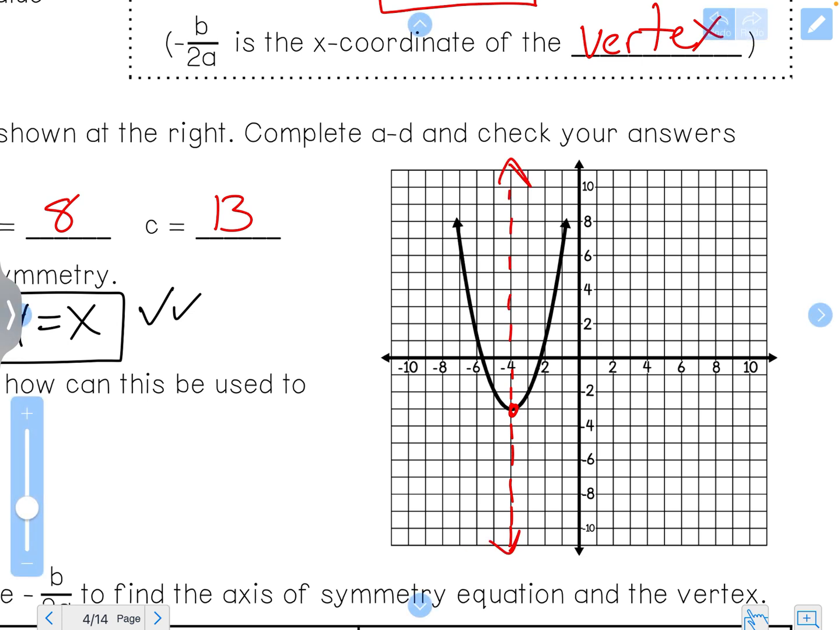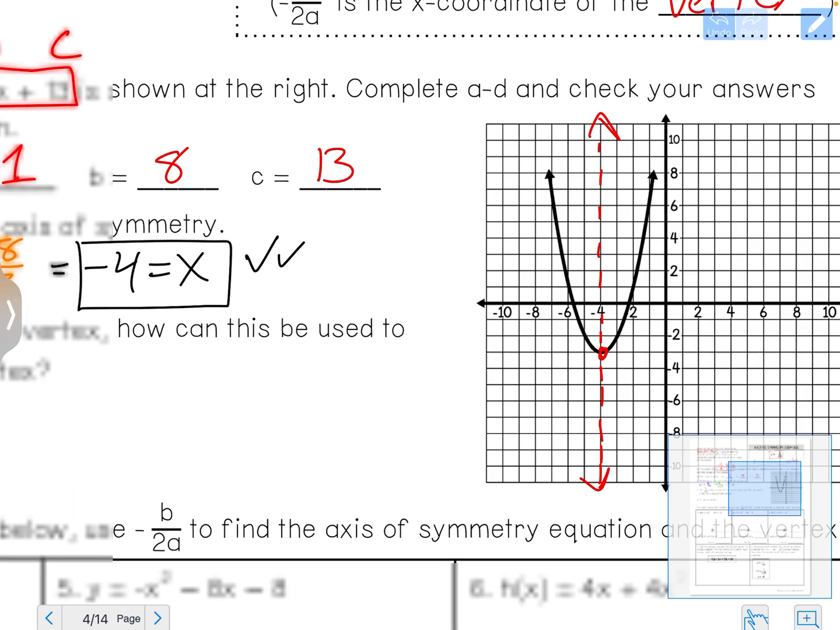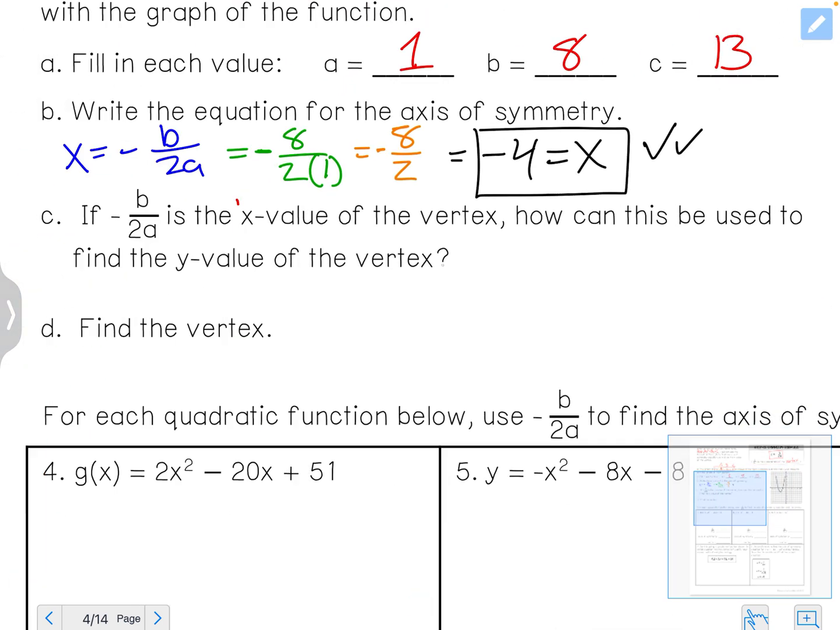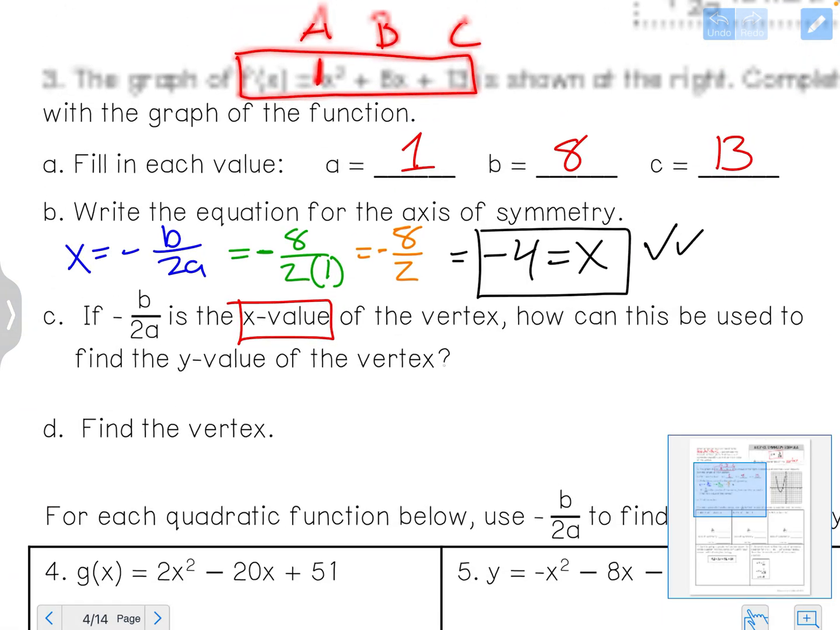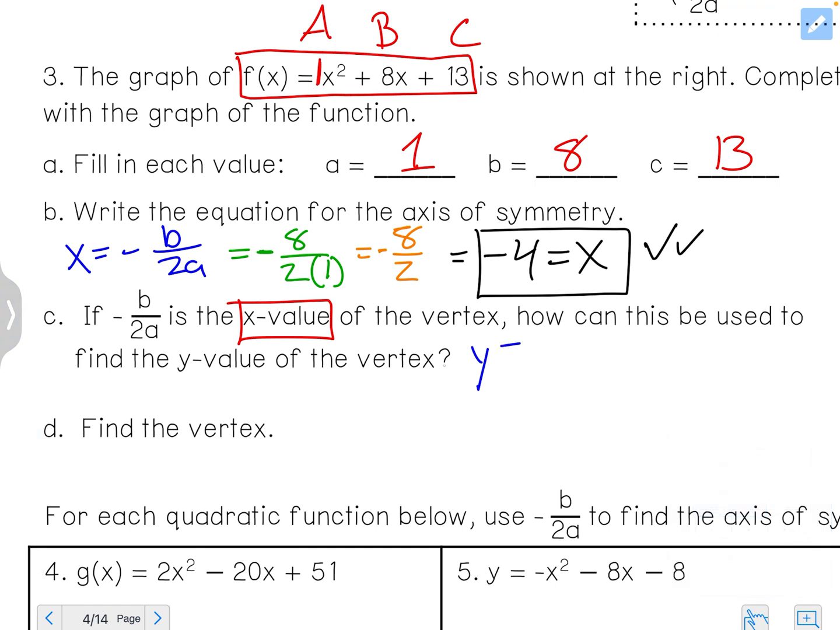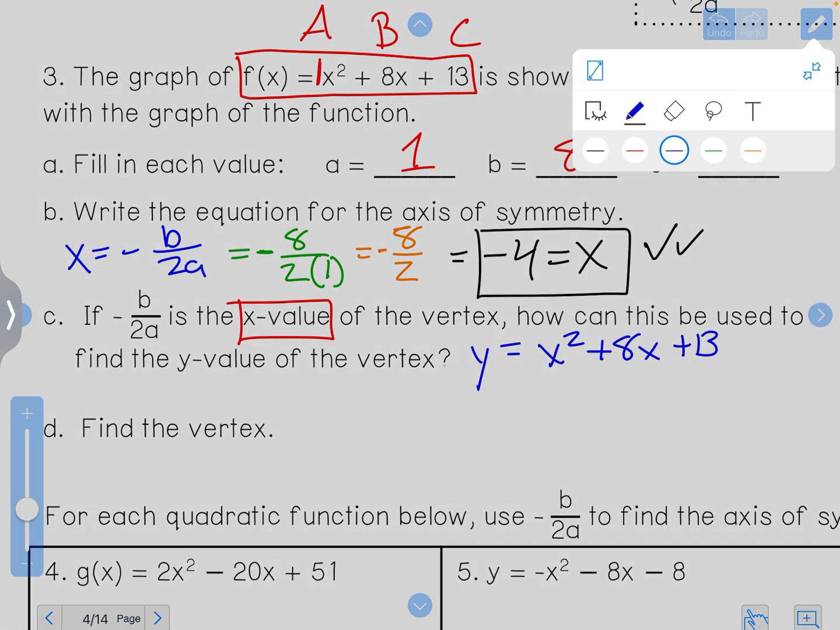We now have our vertex. But now that we have the x value of our vertex, we can, without a graph, find our y value. So we're going to write the equation that we were given, and I'm going to change the f of x to y because a lot of the times it's just easier to do y in this situation. I'm going to write x squared plus 8x plus 13.